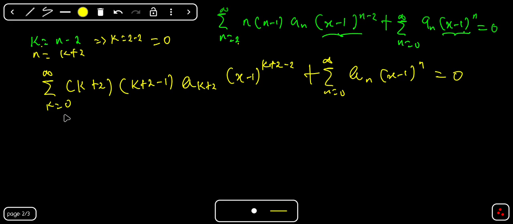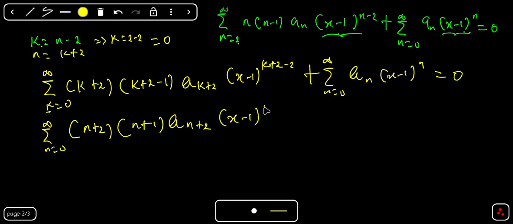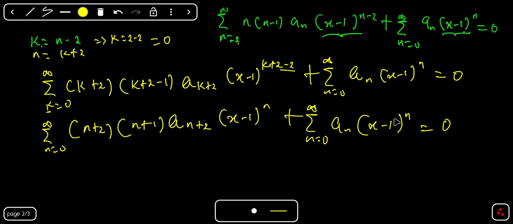So what we are going to do now is we can change this k back to n, since k is just a constant, I mean, just a number, an arbitrary value. So we can change it back to n. So we have the sum of n from 0 to infinity of n plus 2, then multiply by 2 minus 1, which will give us 1. So we have n plus 1, then multiply by a of n plus 2, then multiply by x minus 1 raised to the power of n. 2 minus 2 will give us 0. So plus the sum of n from 0 to infinity of a of n multiplied by x minus 1 raised to the power of n is equal to 0. That's beautiful, and that's what we want.